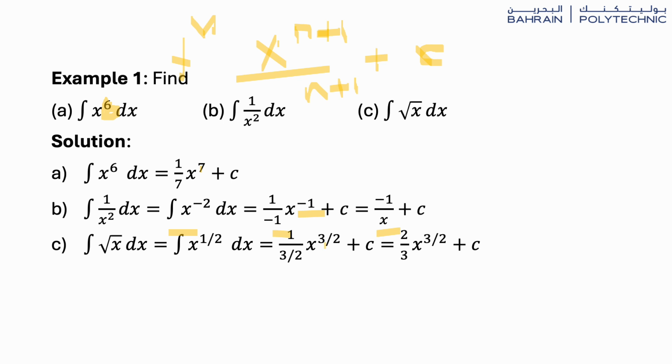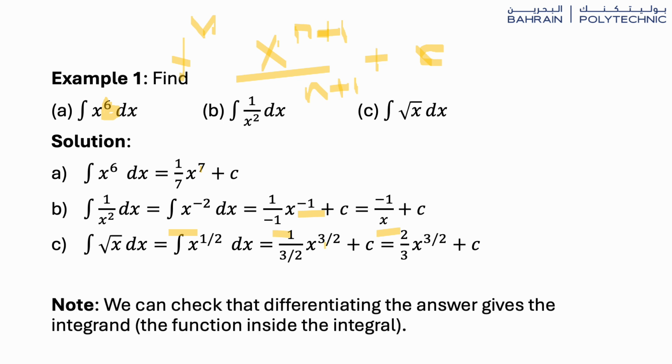By simplifying 3 over 2, the denominator will become a numerator. So it will be 2 over 3 x to the power 3 over 2 plus the constant, which we always have to add if we have indefinite integration.